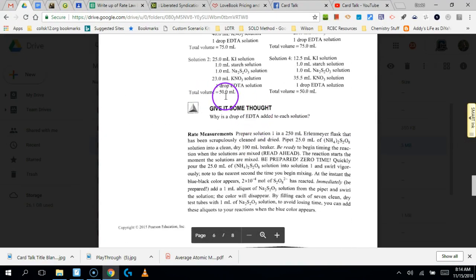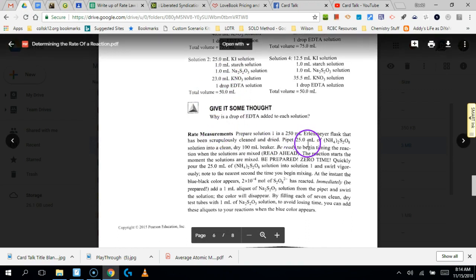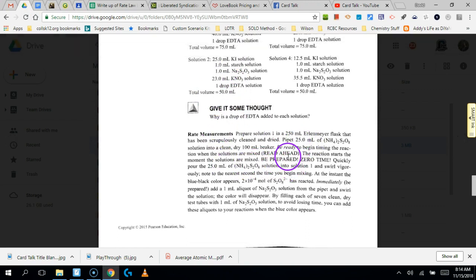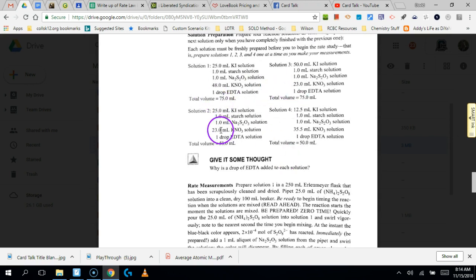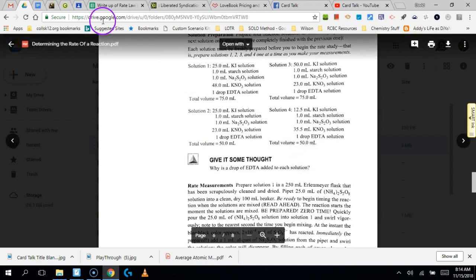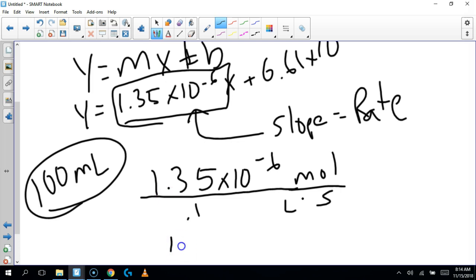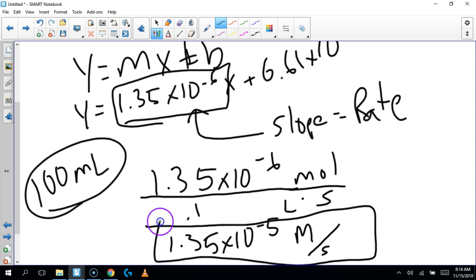Right here, we added 25 milliliters to solutions 1 and 3, and we added 50 milliliters to solutions 2 and 4, for a total for each experiment of 100 milliliters. So when we do that, we get that the initial rate is this, molar per second. Okay, so that is what we're going to do for all four experiments.